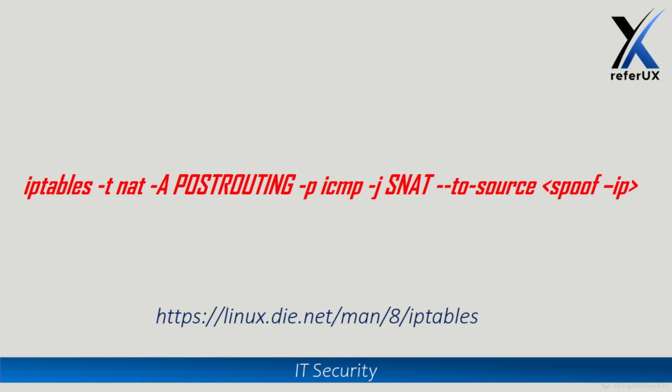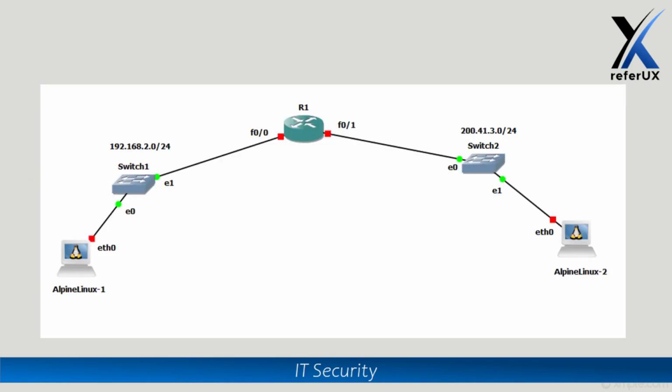For today's demonstration, we'll be using this particular diagram, having two computers running Alpine Linux, two switches and one router. The two networks we are going to use here are the 192.168.2.0 network as well as the 241.3.0 network. So let's first demonstrate how to spoof a different IP from the 192.168.2.0 network. Then we'll learn how to use an extended access control list to prevent such spoofing activities in particular networks.